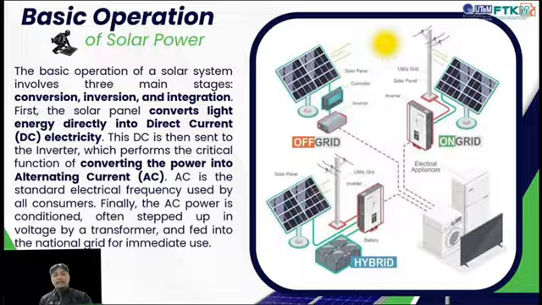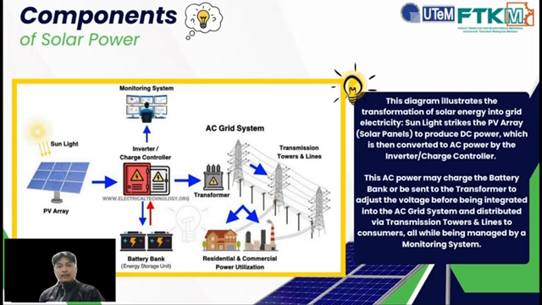Finally, we have the integration stage. After conversion, the AC electricity is fed into a transformer where the voltage is increased to match the grid requirements. This ensures that the electricity can be efficiently transported through transmission lines over long distances. Once integrated, the generated solar energy becomes part of the national power supply and can be used immediately by the consumers.